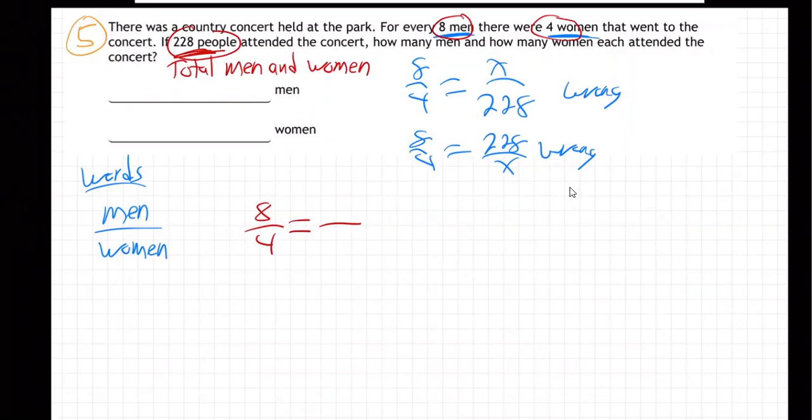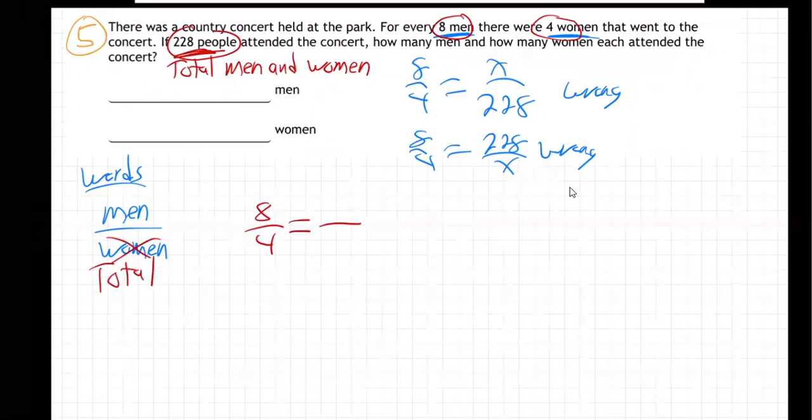So do you see how this problem is not so simple? They're not giving us the total number for just men or the total number for just women. They're giving us the total altogether of men and women. So how do we deal with that? Well, I'd rather not use a letter. What you could do is come back here and just change this to total.